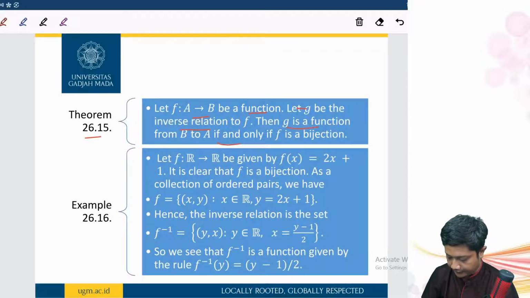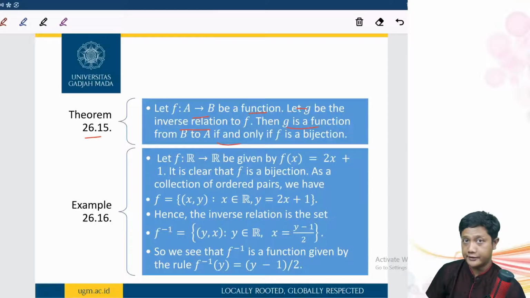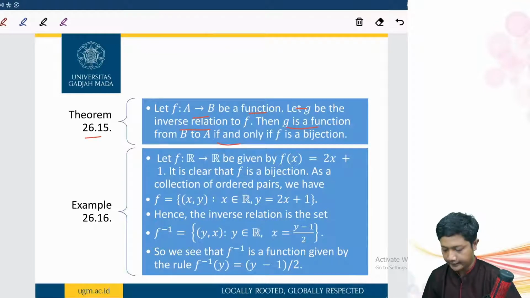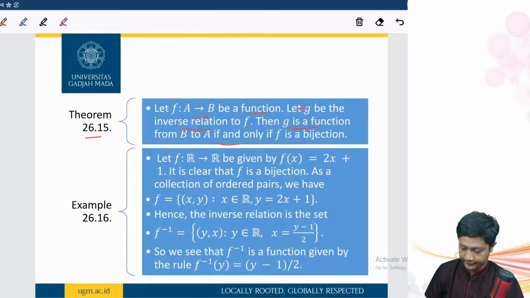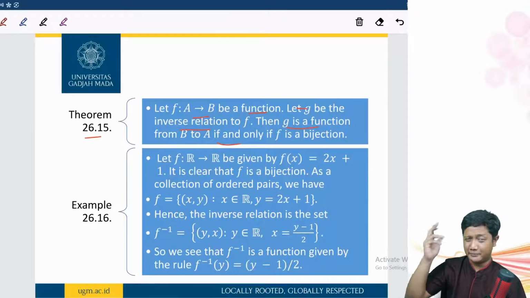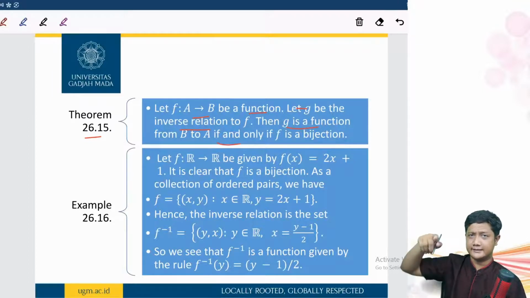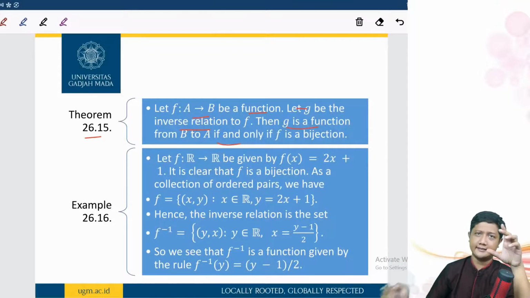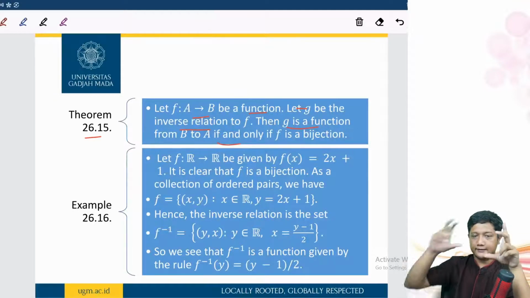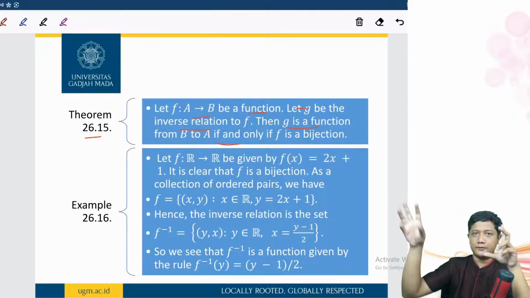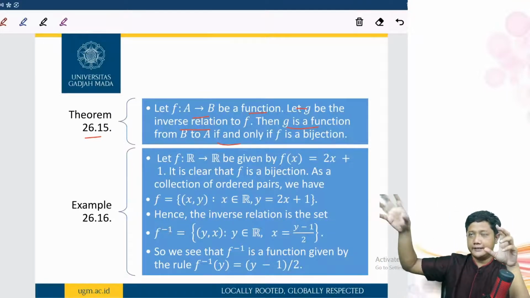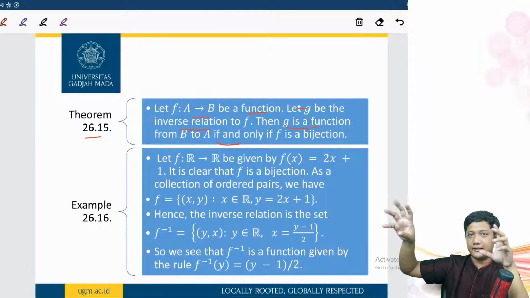So we have g is a function from B to A if and only if... the necessary and sufficient condition for g to become a function is that f should be a bijection. Why? Because remember when we define a bijection, we see the reverse direction. For example, if f is injective, then the reverse is well defined in a certain sense, but maybe it has some holes. That's why the inverse is not a function.